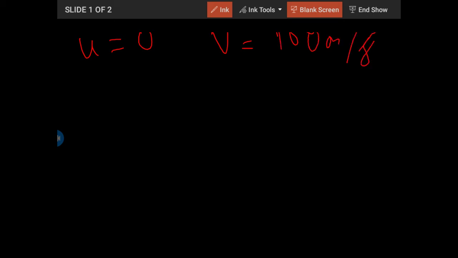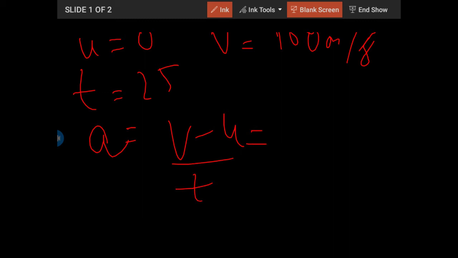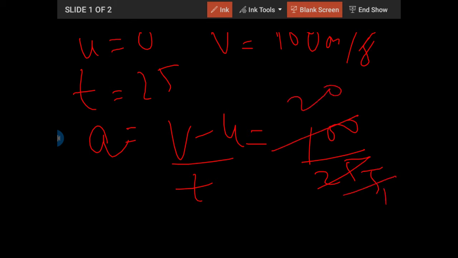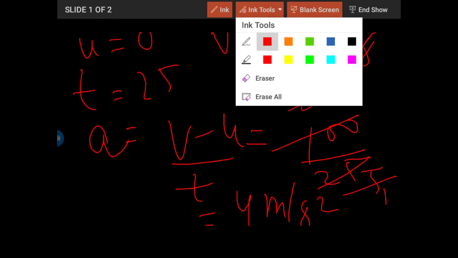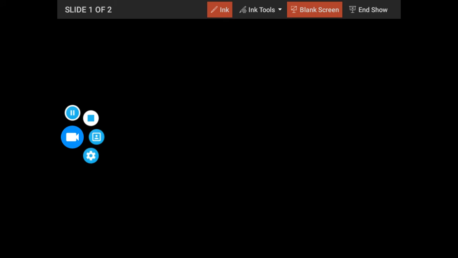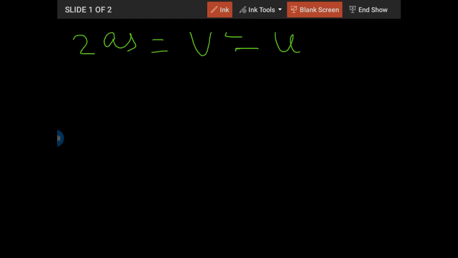Now in the same question, we have to find the distance traveled by the car in the time, that is 25 seconds. So 2as equals v square minus u square, that is the third equation of motion. So s equals v square, u square will be 0, v square will be 100 square by 2 into acceleration, which is 4, so it will be 1250 meters, that is approximately 1.2 kilometer.